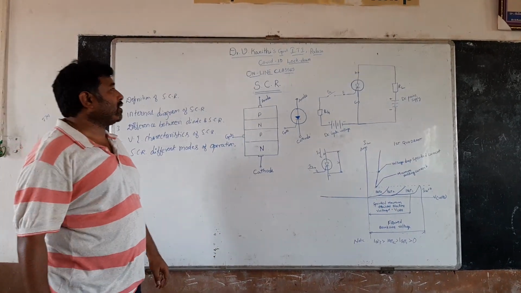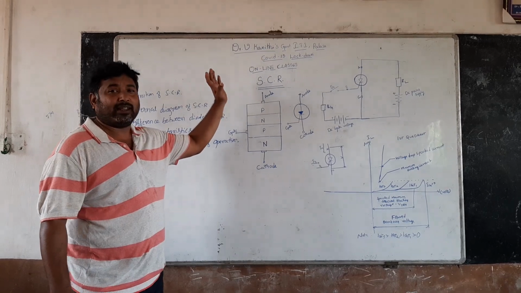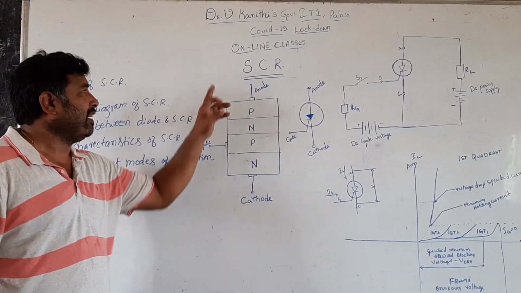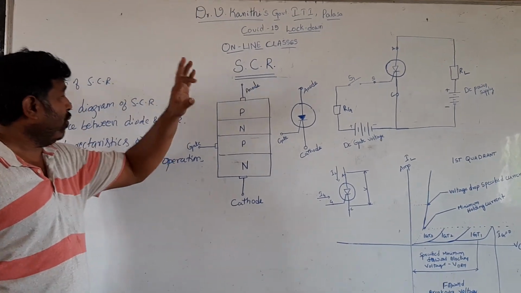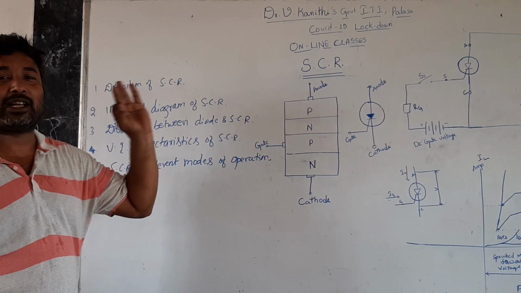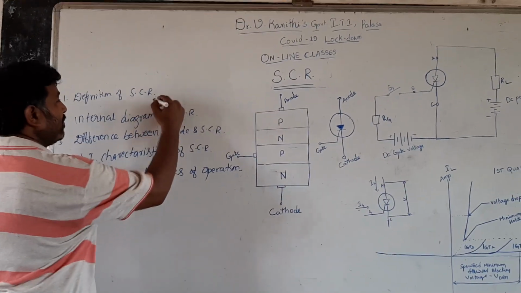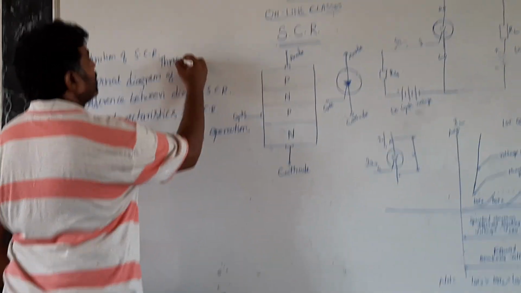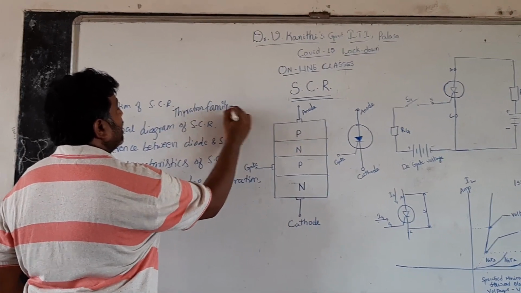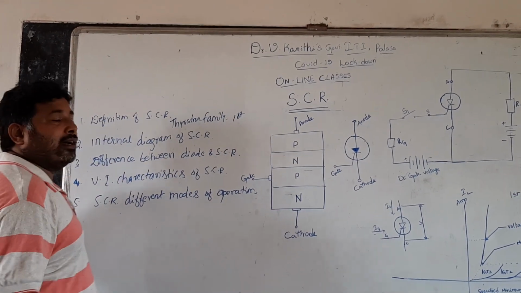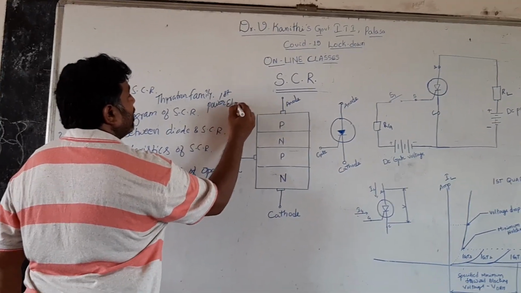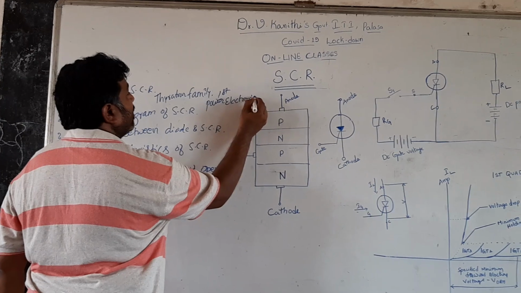Previously, we discussed the electron family, FET and MOSFET. Now we are going to focus our attention on SCR. What is meant by SCR? SCR means the silicon controlled rectifier. In the Thyratron family, it is the first power electronic device.